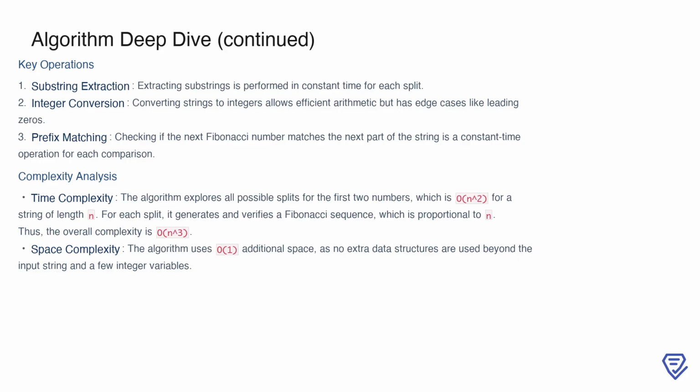This is due to the nested loops that explore all possible splits for the first two numbers, which is O(n squared), and the generation and verification of the Fibonacci sequence for each split, which is proportional to n. The space complexity is O(1), as no additional data structures are used beyond the input string and some integer variables. This makes the algorithm efficient in terms of memory usage, even for larger input strings.